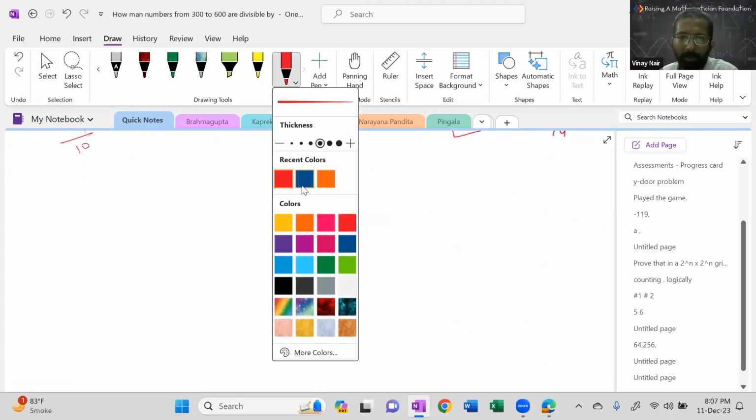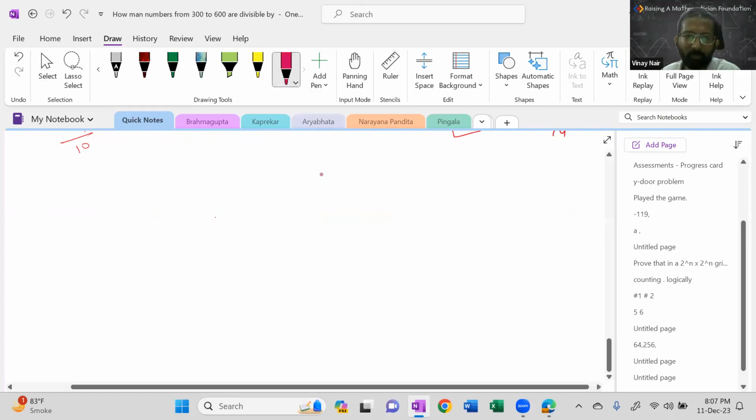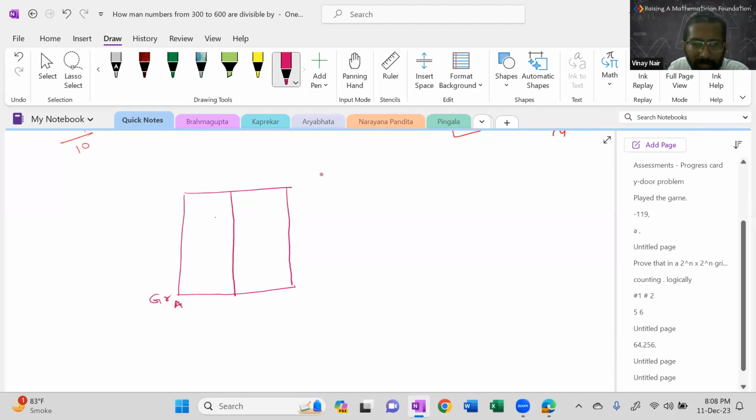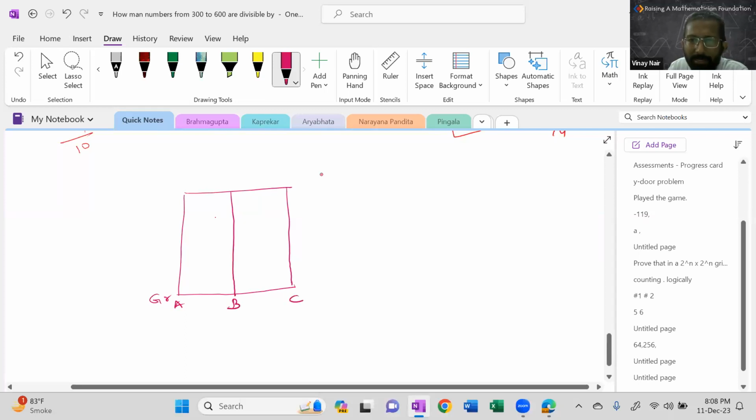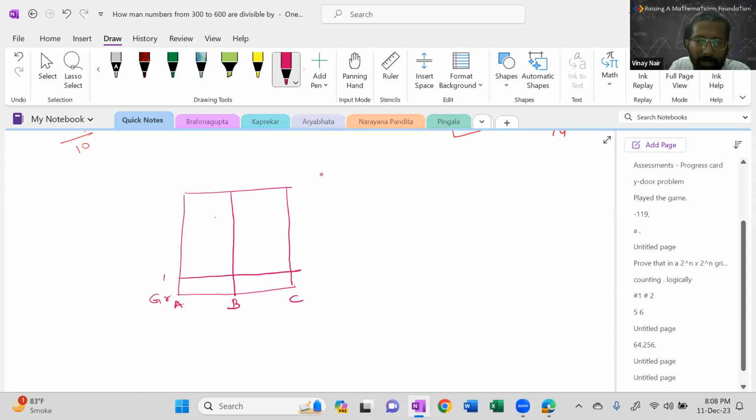All right. So let's move on to another question. Let's say that there is a building. Let's imagine this as your school building. And this is your ground floor. And you have 3 staircases, staircase A, staircase B, and staircase C. And every staircase is connected to every floor.